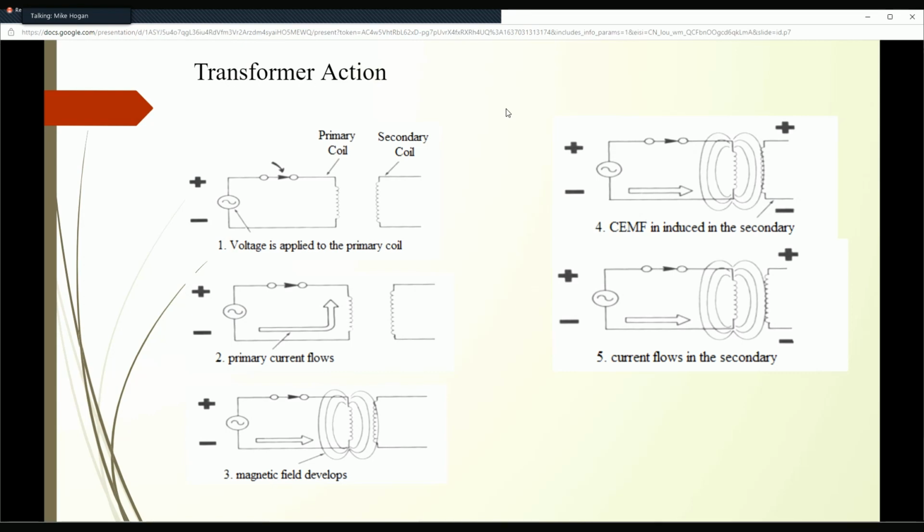This kind of just walks you through what takes place with that transformer. We've got current that's going to flow in the primary. As current flows in the primary, we get our magnetic field that develops. That magnetic field cuts across the secondary. It induces current in the secondary. This counter EMF is induced, and then current flows in the secondary, right? So that's what's taking place with this transformer action. The current creates that magnetic field, and the magnetic field cutting across those secondary turns creates current in the secondary.